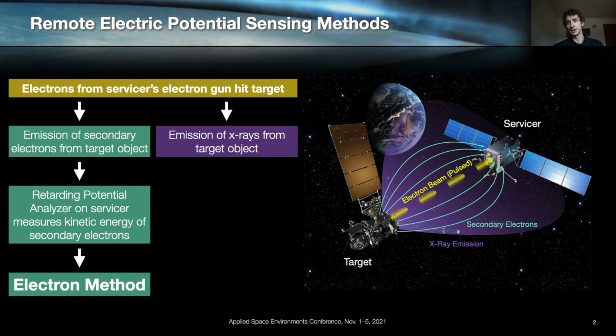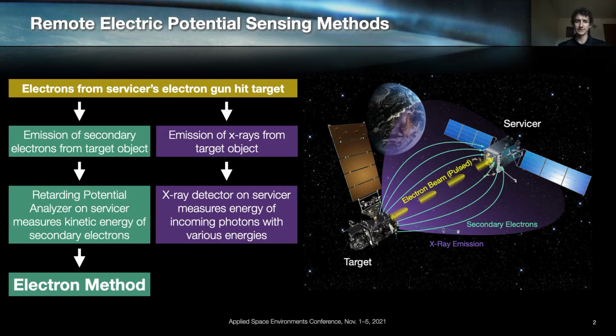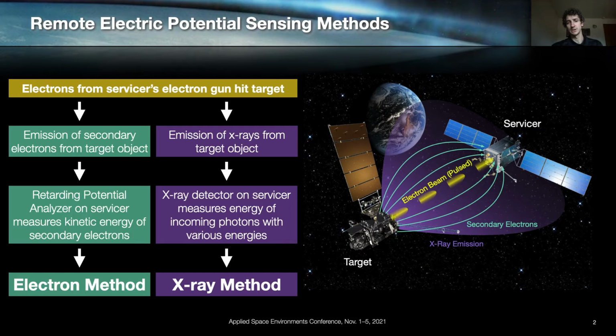The electrons of the electron beam will also excite X-rays from the target object. By using an X-ray detector on our servicing spacecraft, we can measure the energy of the incoming photons, and that will also give us information about the electric potential of the target object, and that is the X-ray method. I will not go into more detail about these two methods here in this presentation, but there are a lot of papers on our lab website about the electron method and the X-ray method.